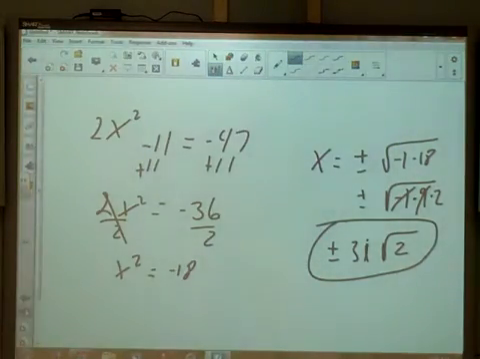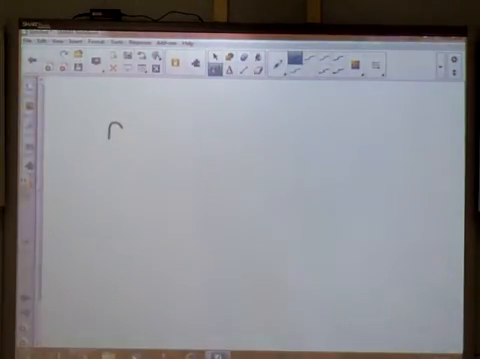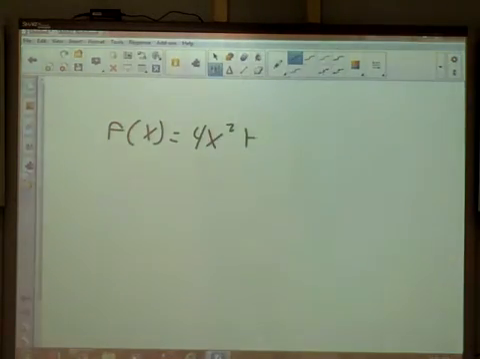What if this one said f of x equals 4x squared plus 20? Okay, so this one they're throwing you for a loop because they put that f of x in there. How would I start trying to solve this?